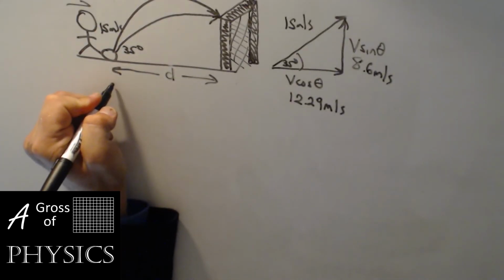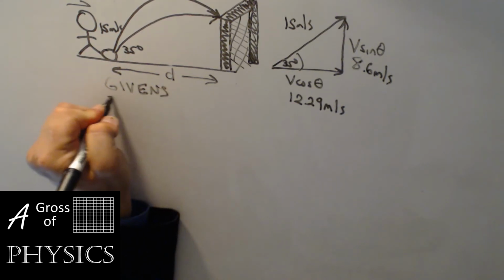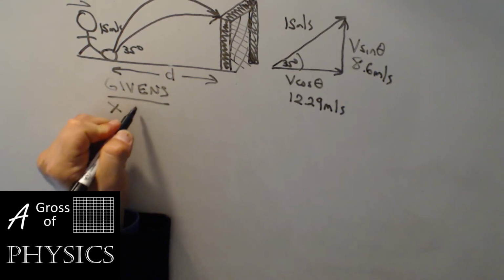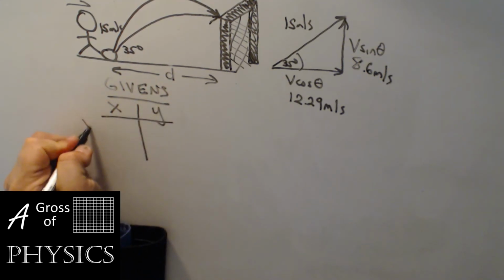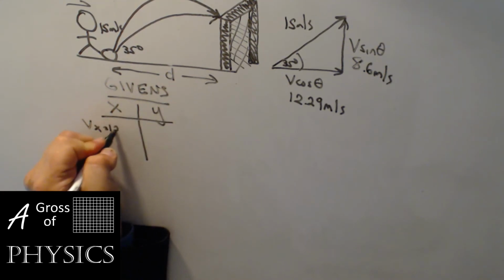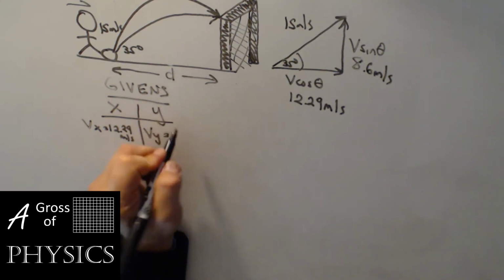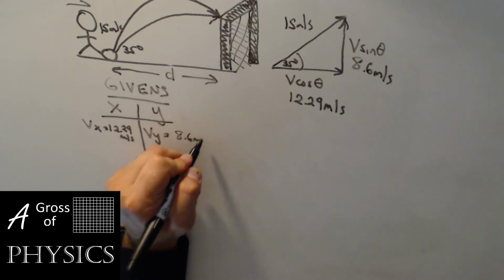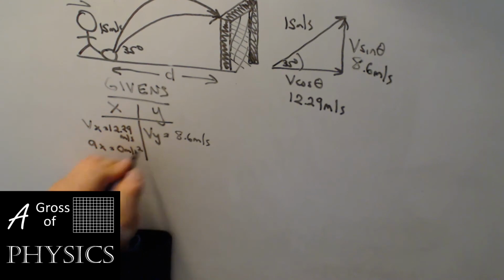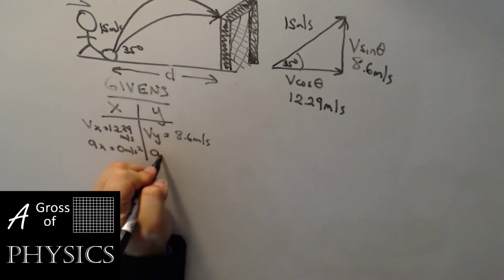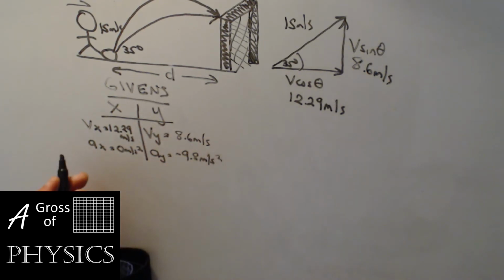Now, when I do that, I'm going to start with my givens list. And I'm going to have my x, I'm going to have my y variables. Vx, 12.29. Vy, 8.6. Ax equals 0. We don't have a rocket on the soccer ball. Ay, negative 9.8 meters per second squared.